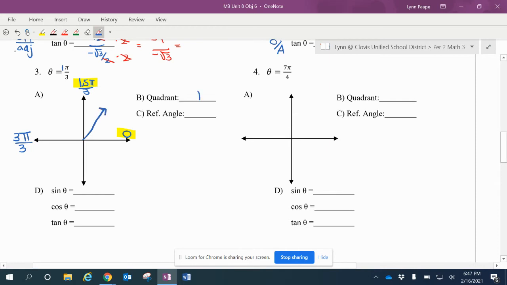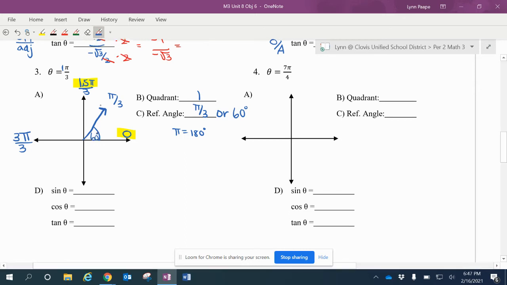And then I want to find my reference angle. So that shortest distance is going to be to the 0. And so how far apart is 0 from pi over 3? And that would be pi over 3. And then in degrees, again, remember that pi is the same as 180. So instead of pi divided by 3, I'm going to think of it as 180 divided by 3, which is 60 degrees. So then I know that this angle measure is 60 degrees.